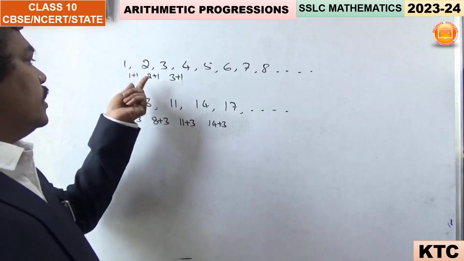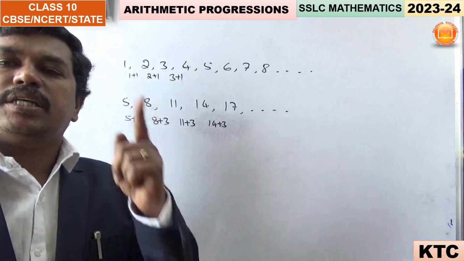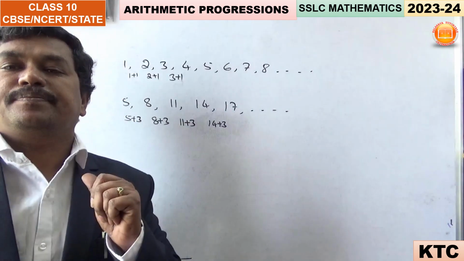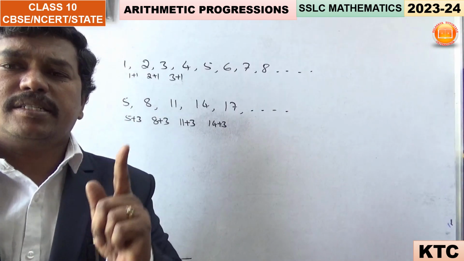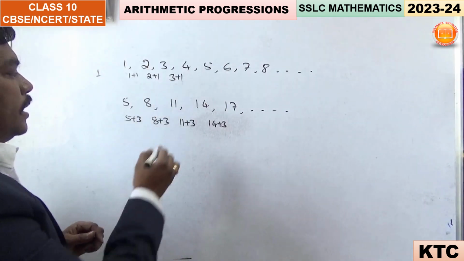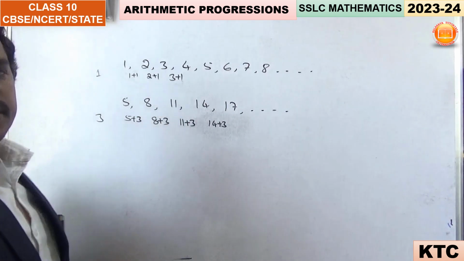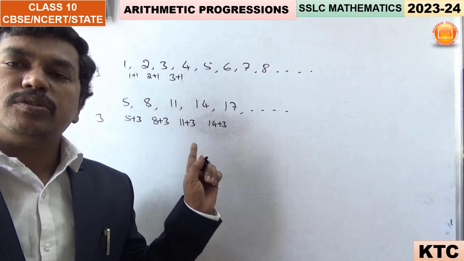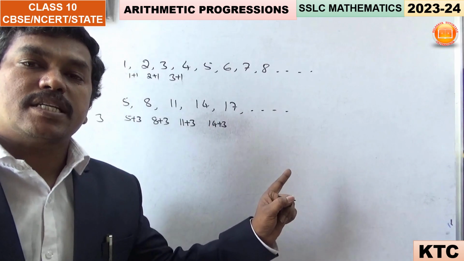Here you observe that there is a number which is added to the previous term, and it is a fixed number. Here 1 is the fixed number, and in this one 3 is the fixed number. So a fixed number is added to the previous term to get the successive term.